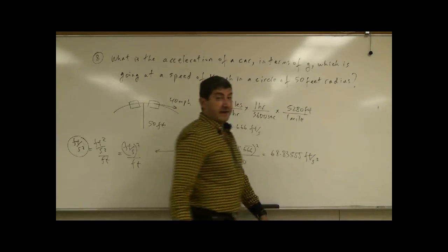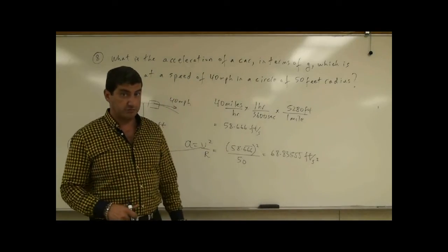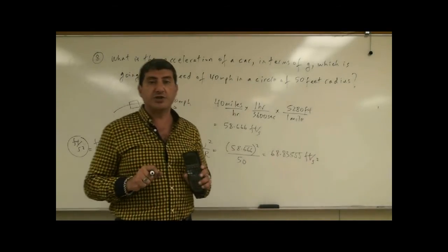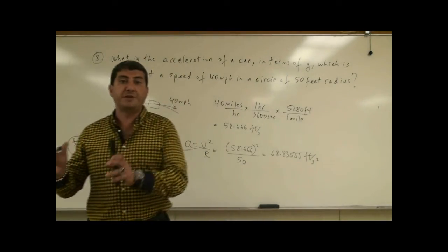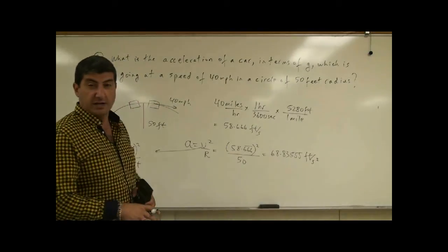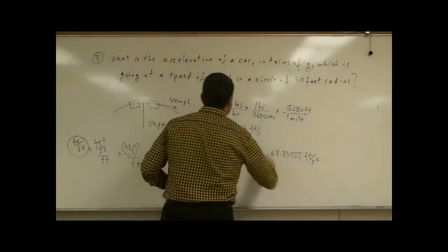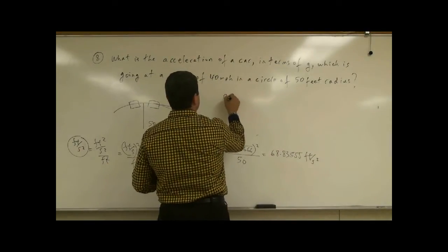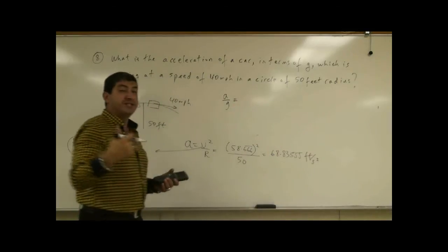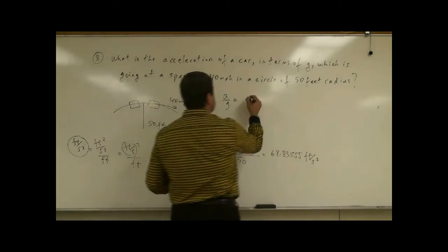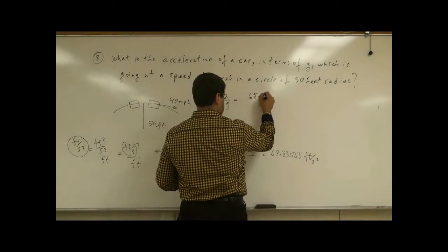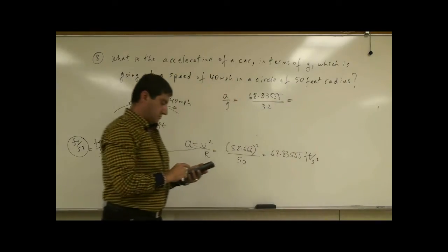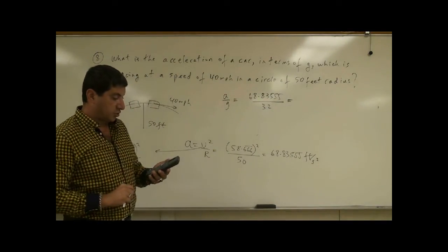So that's actually a very fast acceleration. How many G's is that? Well, the value of g in the British system is 32 feet per second squared. So this is almost greater than 2 G's. If I want to know how many G's this is, I take the acceleration and divide by g, which is 32. This is 2.15 G's.